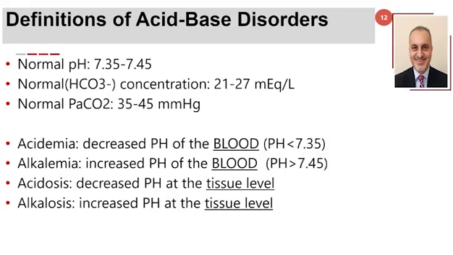The definitions: when we say acidemia, then we are talking about the blood. Anytime you mention the phrase emia, that means the blood. Acidemia means the decreased pH of the blood, typically less than 7.35. When we talk about alkalemia, then we are talking about increased pH of the blood, above 7.45، وهي عبارة زي ما قلت الحامضية والقلوية. Then when we are talking about acidosis and alkalosis, we are talking about the pH at the tissue level and not in the blood.